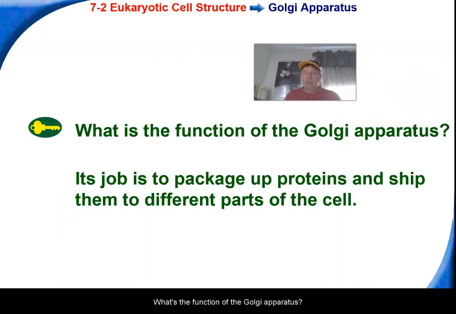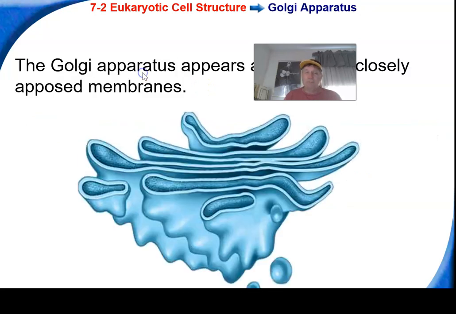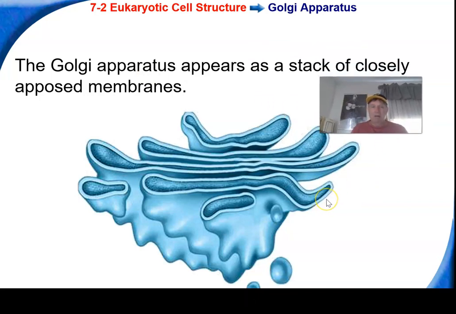What's the function of the Golgi apparatus? Remember I talked about this? Its job is to package up the proteins that the ribosomes make, and they modify them. They add things to the proteins, and then they ship them to different parts of the cell, okay? Or they can ship them outside the cell. So again, the Golgi apparatus is like a post office. And there's a picture of the Golgi apparatus. Okay, it looks like a stack of membranes just kind of pushed together.